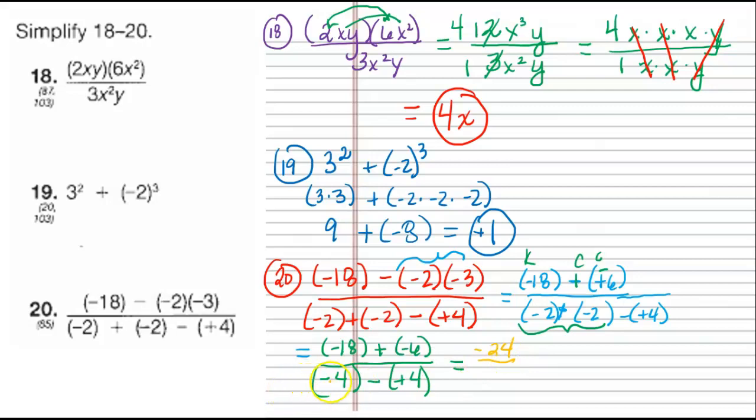Okay, and down here I have a subtraction problem, so I'm going to keep change. So this is plus and this is minus. Then I'm adding and keeping the sign, so I end up with -8. When I divide by the same sign, I get a +3. Let me know if you have any questions.